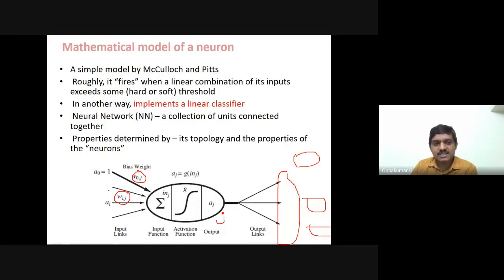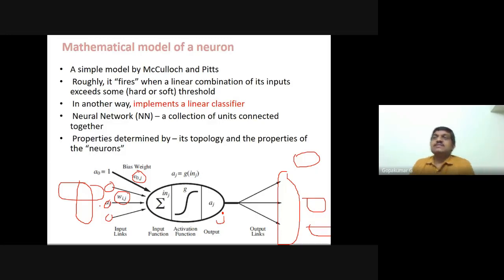These inputs are coming from other neurons similar to this neuron, so their output is multiplied by a weight. That is something like W transpose X in our linear discriminant: you have a weight vector times the X vector. The X vector will be the output coming from the previous neurons, or it can be some direct input also.